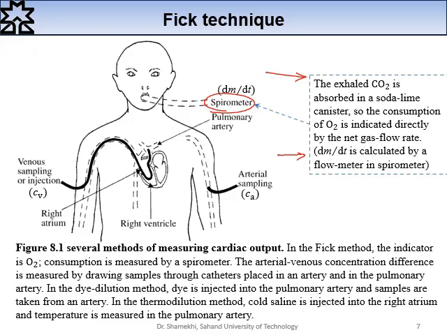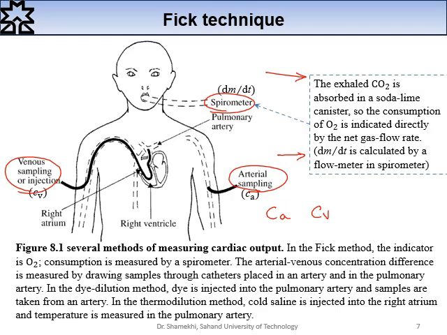Okay, the consumption is measured by a spirometer. We need to measure the consumption, dm divided by dt. The other required parameters are Ca, concentration of blood inside the arterial vessels, and Cv in venous. Therefore, we need to do some sampling from arterial and from venous using some injection.